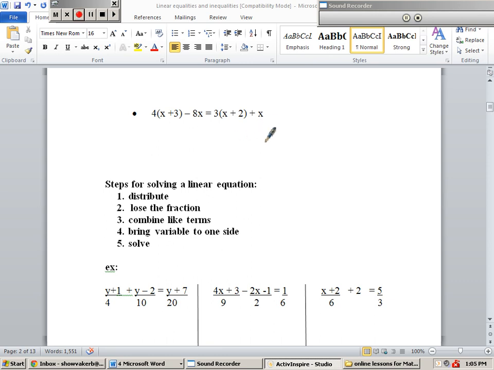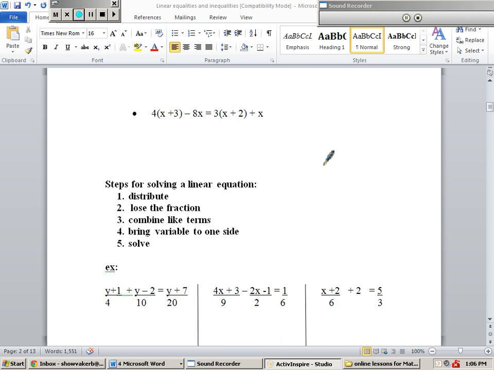Any fractions? Nope. Combine like terms. Yes, 4x minus 8x is negative 4x plus 12. And on the other side, 3x plus 1x is 4x plus 6. Bring variable to one side, and like I told you, I usually bring my variables to the left, my numbers to the right. So I get negative 8x equals 18.